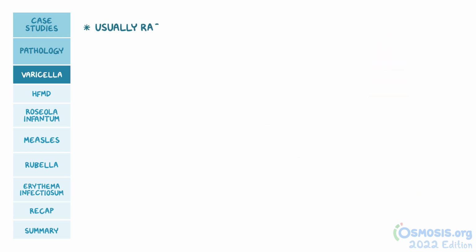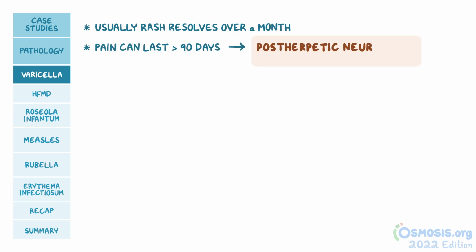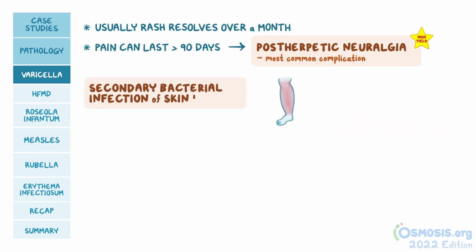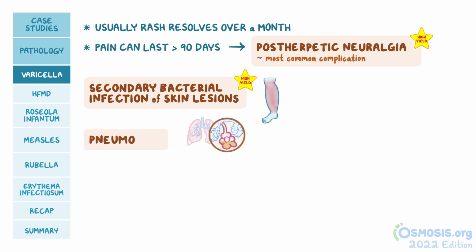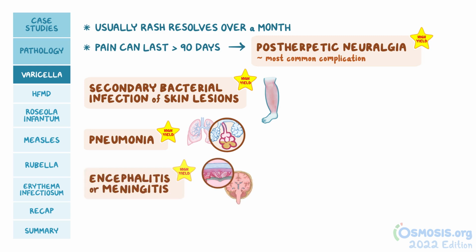Now, usually the rash from herpes zoster resolves over a month, but the pain can often last for more than 90 days, called postherpetic neuralgia. And this is the most common complication of herpes zoster. Other complications with both varicella and herpes zoster include secondary bacterial infection of the skin lesions, as well as pneumonia. And if the virus gets to the brain, it can cause encephalitis or meningitis.